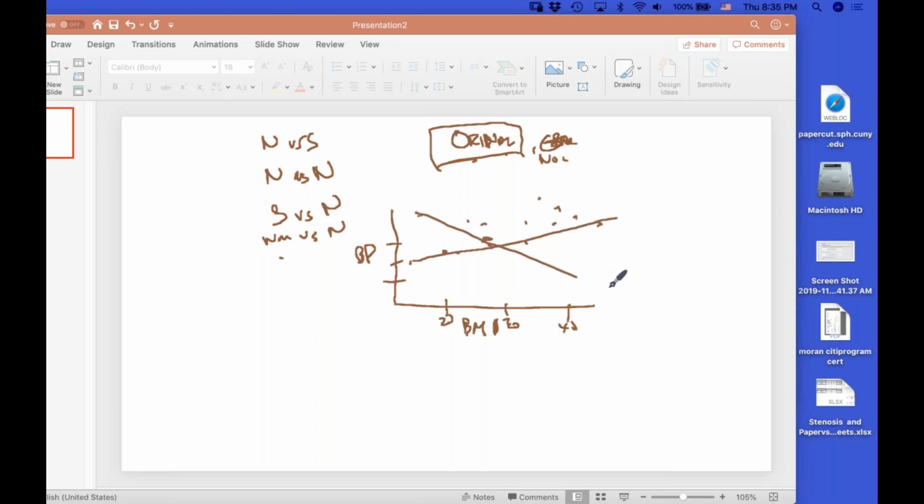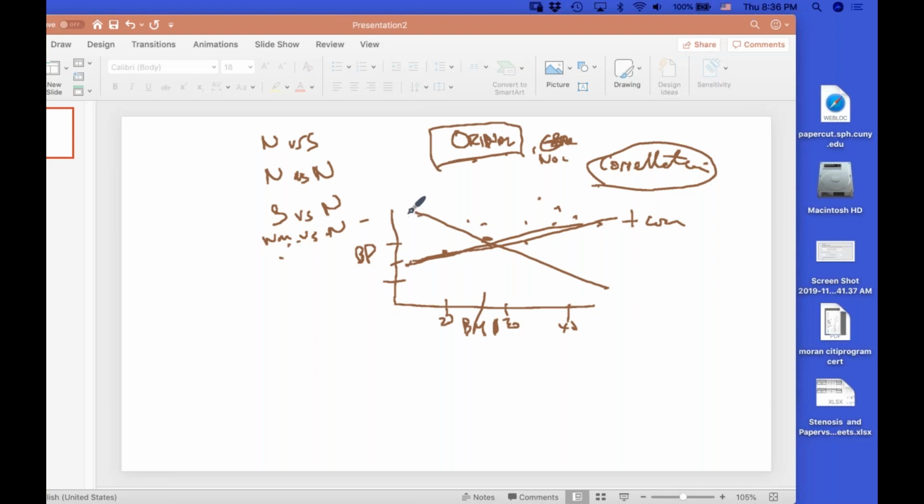Or as one goes higher, the other goes lower, right? And these kinds of associations are called correlations, right? After we come back after Thanksgiving, we are going to talk about correlations, about situations where we're looking at numerical association between numerical variables. When the line goes up, as BMI goes up, blood pressure goes up. That's called a positive correlation.